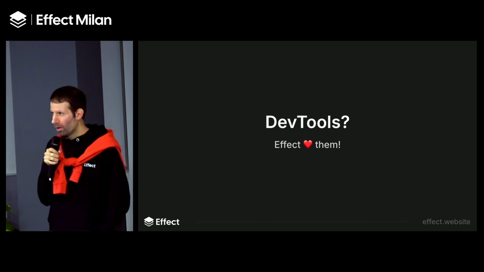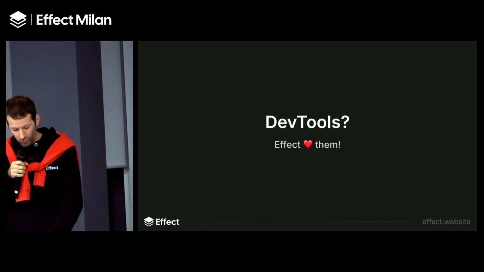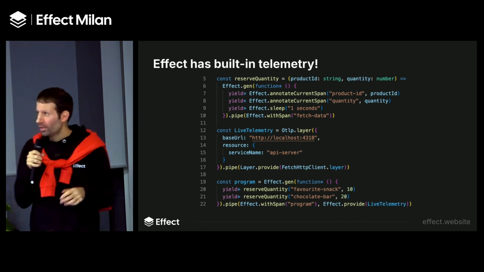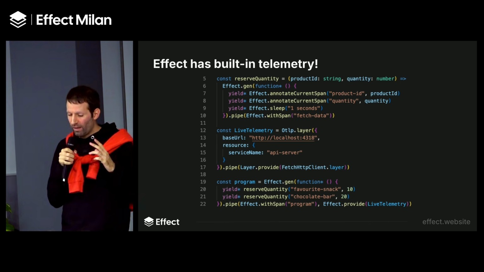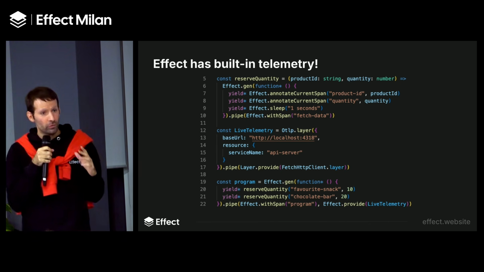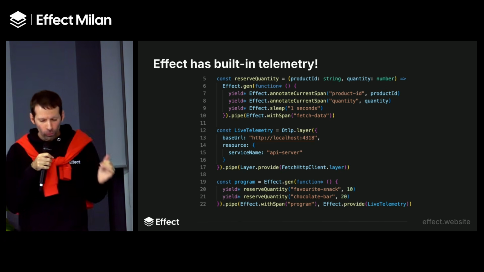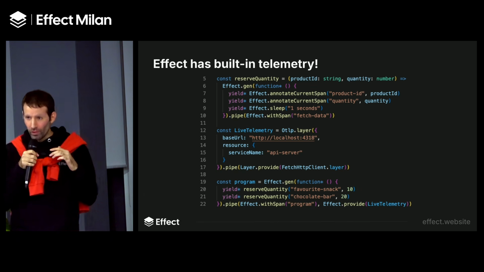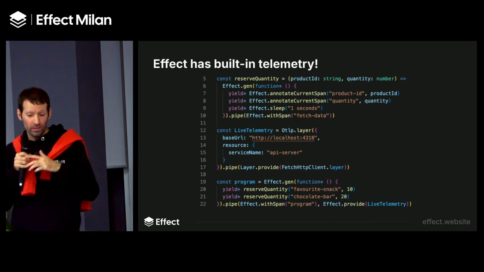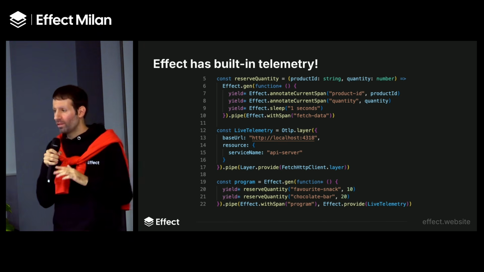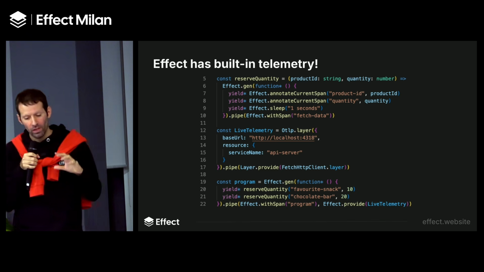And well, what about the dev tools? In the end, Effect really loves them, because we have a lot of dev tools about Effect, but one of the things that I really love about Effect is that it has built-in telemetry instrumentation. We know how hard it is to build fully instrumented tracing in a distributed system, maybe front-end, back-end, or even different backends. But the story with Effect is completely different, because Effect has built-in support for telemetry.